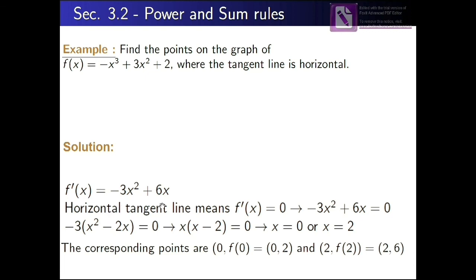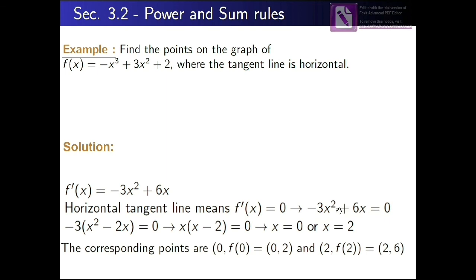We found the derivative, then we need to find where this derivative is equal to 0. Why do we make it equal to 0? Because we have here a horizontal tangent line. And for any horizontal tangent line, the slope is equal 0. So f prime x is equal 0, that means minus 3x squared plus 6x is equal 0.